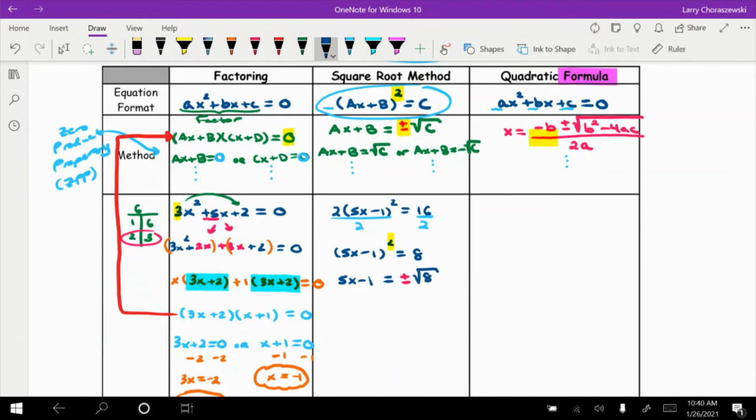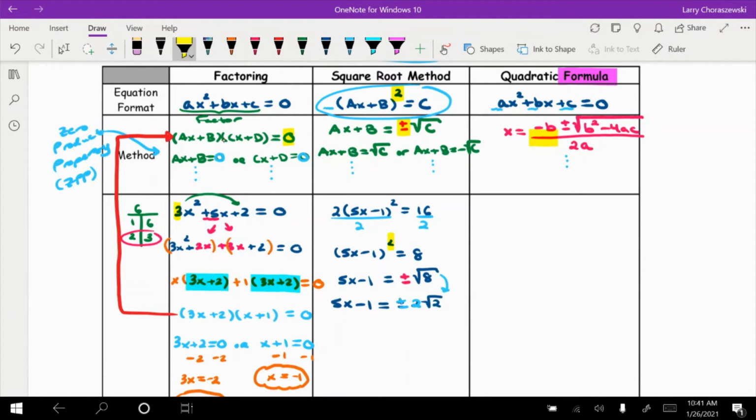Now, before I move anything around, I do want to point out that the square root of 8 simplifies. 8 is 4 times 2, and the square root of 4 is 2, and the square root of 2 doesn't break down. So the square root of 8 breaks down to 2 radical 2. And you want to put the 2 in front of the radical, but behind the plus or minus symbol.